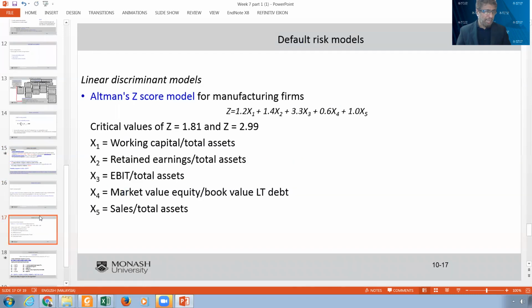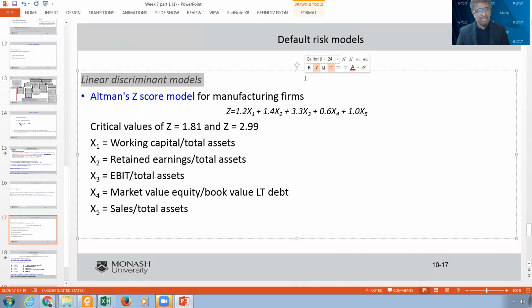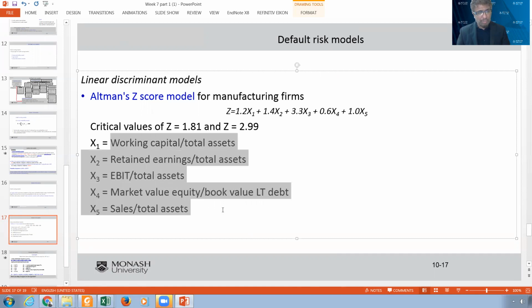Okay, now if we are done with this, we come to the third model, which we call the linear discriminant model. Actually, this model is more advanced than the linear probability model. The linear discriminant model has the z-value, but the z-value has 5 variables and 5 coefficients.